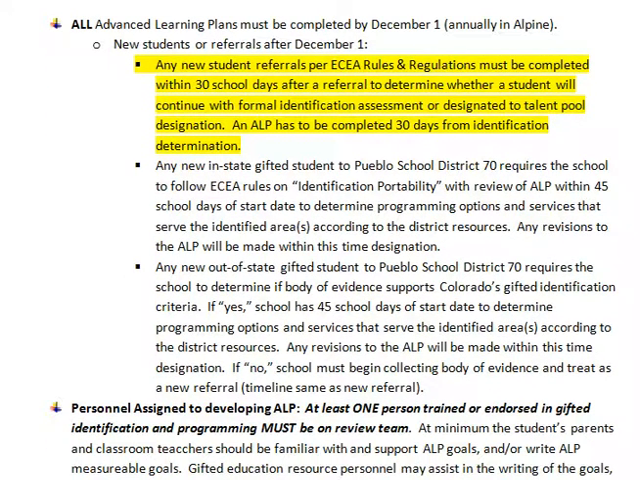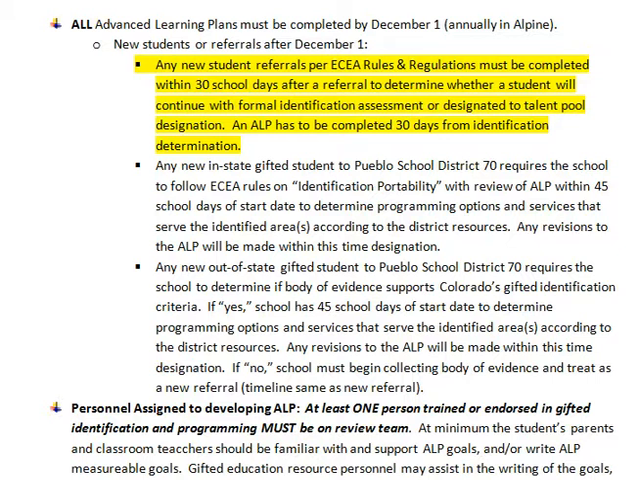Any new in-state gifted student to Pueblo School District 70 requires that the school follow the rules on portability, with review of the ALP within 45 school days of the start date to determine programming options and services that serve the identified areas according to our district resources. Any revisions to the ALP will be made within this time designation.